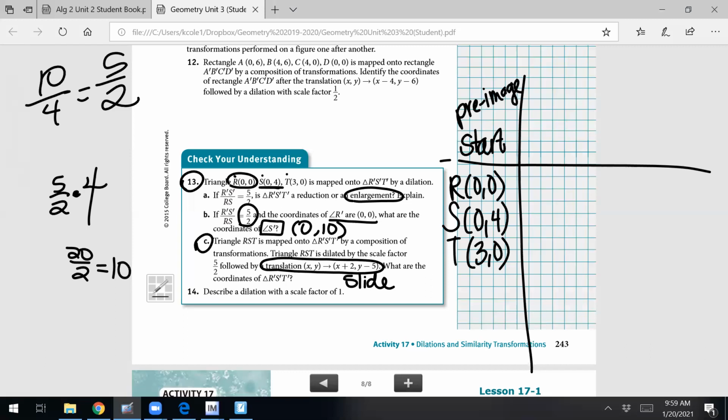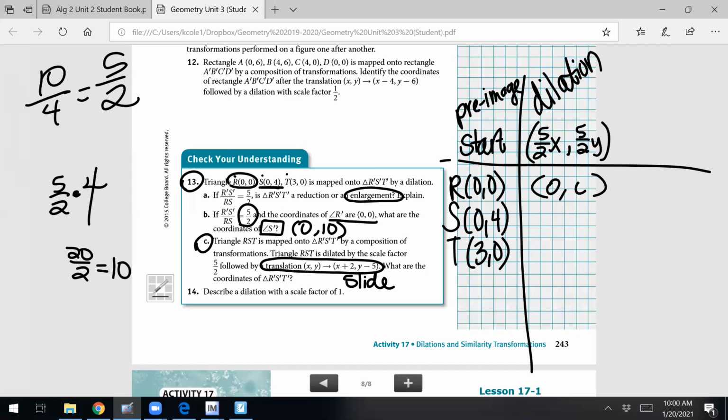So the next thing that we're doing is a dilation. And our dilation is what scale factor? Multiplying. And what are we multiplying by? 5/2. So you're going to multiply 5/2 times the x, 5/2 times the y, because when you're doing a dilation, you multiply the scale factor by both the x and the y. And you do that for each one. What's going to be 0, 0? 5/2 times 0 is 0, 5/2 times 0 is 0.